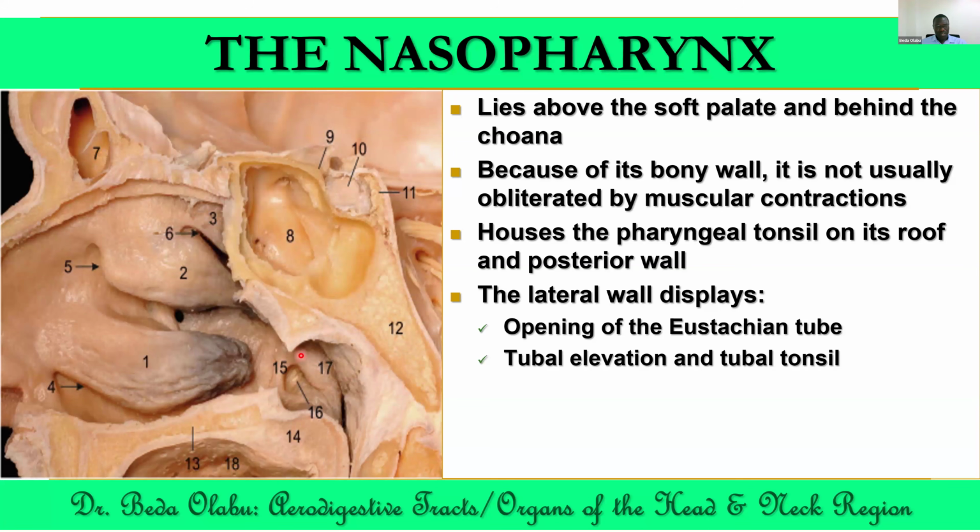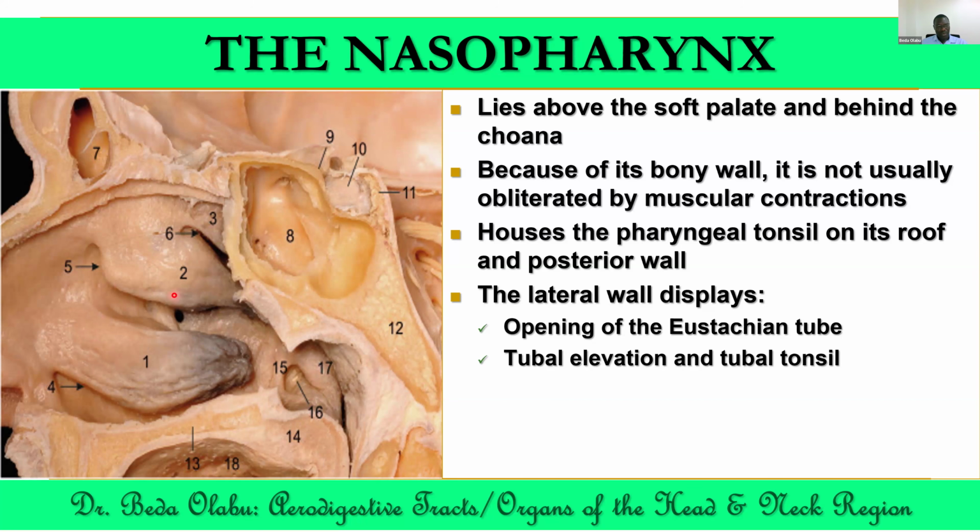This image still shows us the part labeled 17, which is the tubal elevation. This 16 would be the opening of the eustachian tube. That 17 would be the tubal elevation. And on that tubal elevation, we have the tubal tonsils.